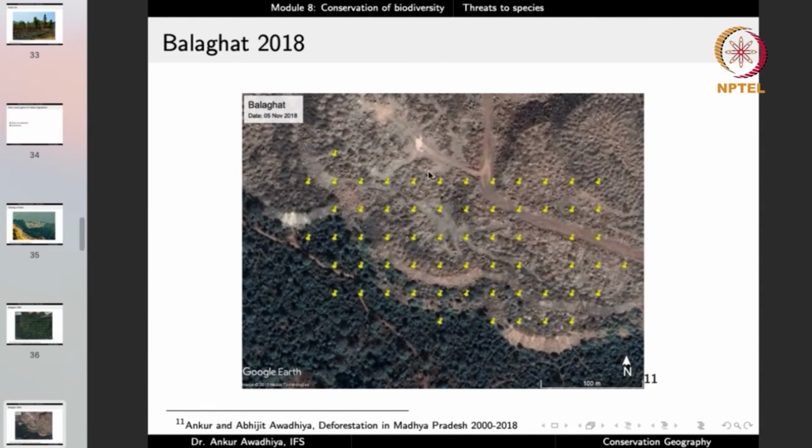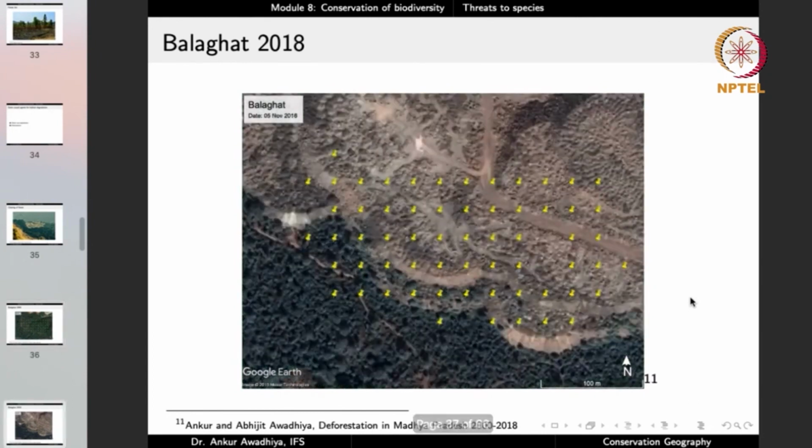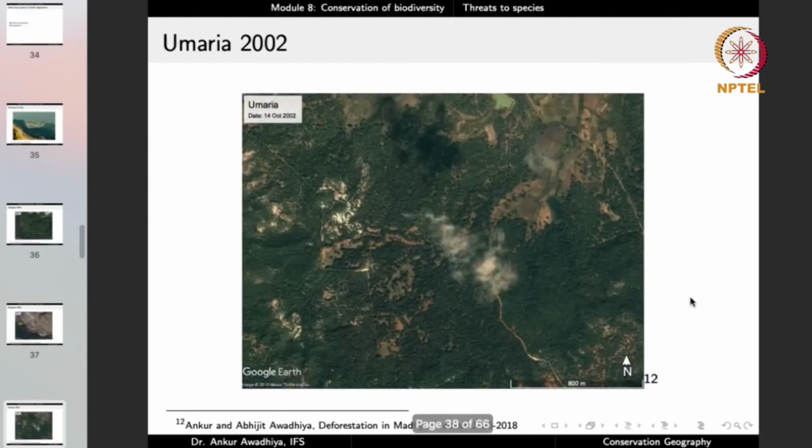The same area. So essentially we used an algorithm to find out the areas where there is deforestation. These are the points that show where deforestation was detected. We looked back through satellite images and this is the difference. This is habitat, this is deforestation for mining. This is in Umaria district. So here again you can keep track of this road. This is a common point.